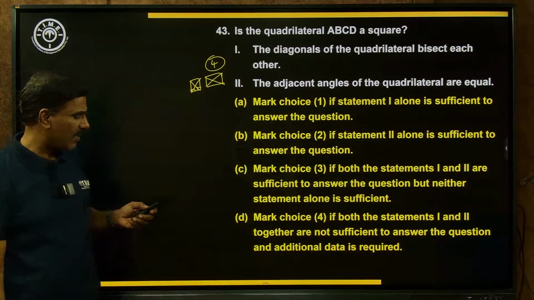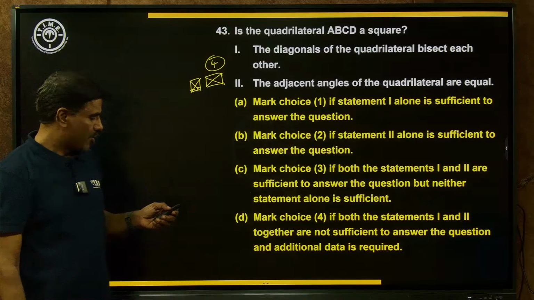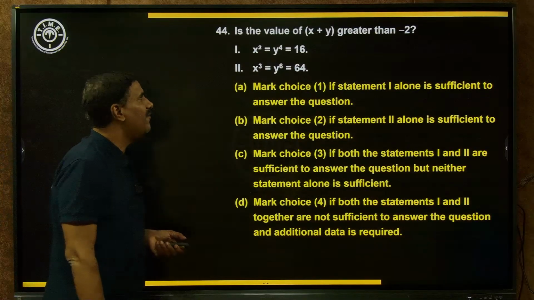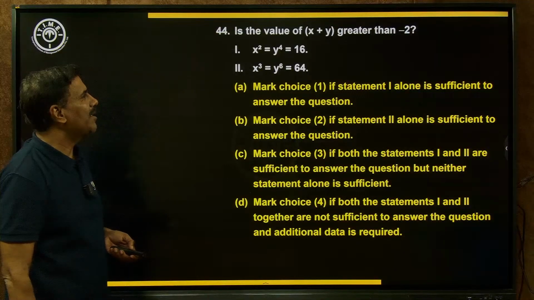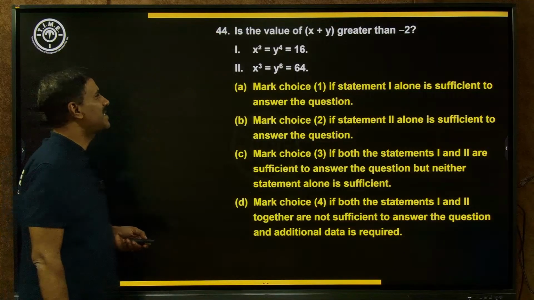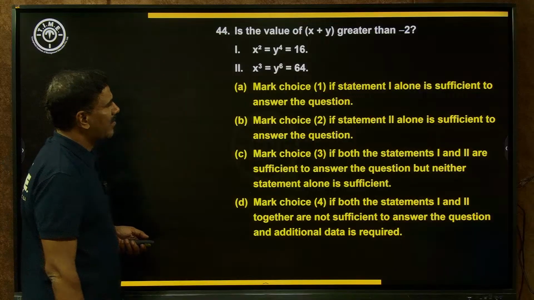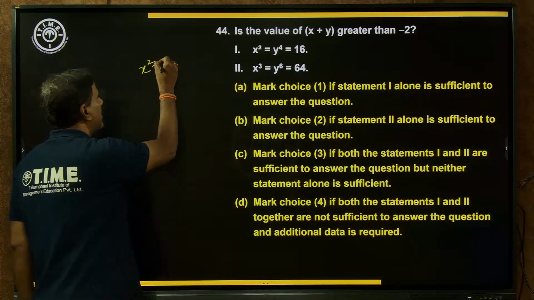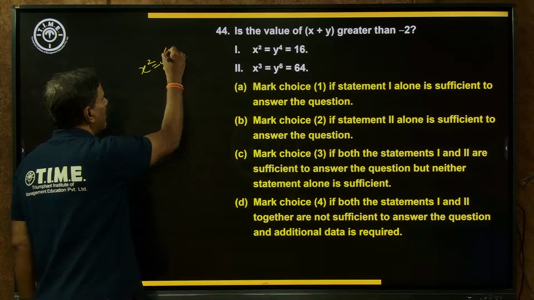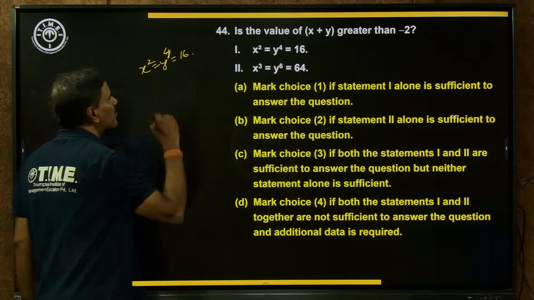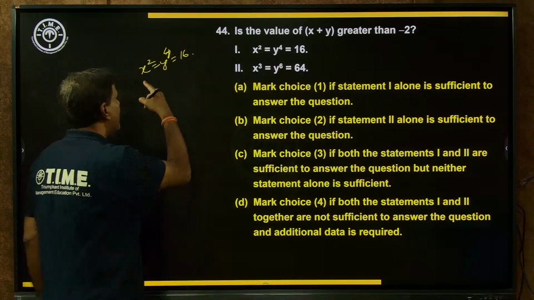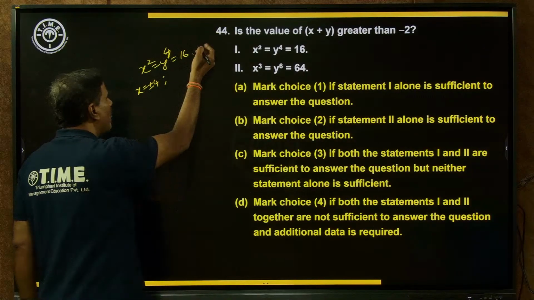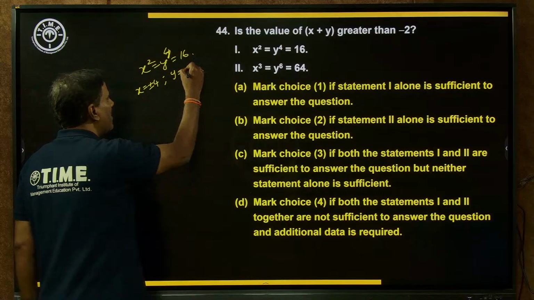Let's move on to the next one. Some knowledge of geometry is required for answering this question. The next one is: is the value of x plus y greater than minus 2 or not? The first statement says x square is equal to 16 and y square is equal to 16. The problem with even powers is that they will always give us the scope for positives and negatives. Like x square, if it is 16, x may be plus or minus 4. Similarly, y power 4 if it is 16, y may be plus or minus 2.